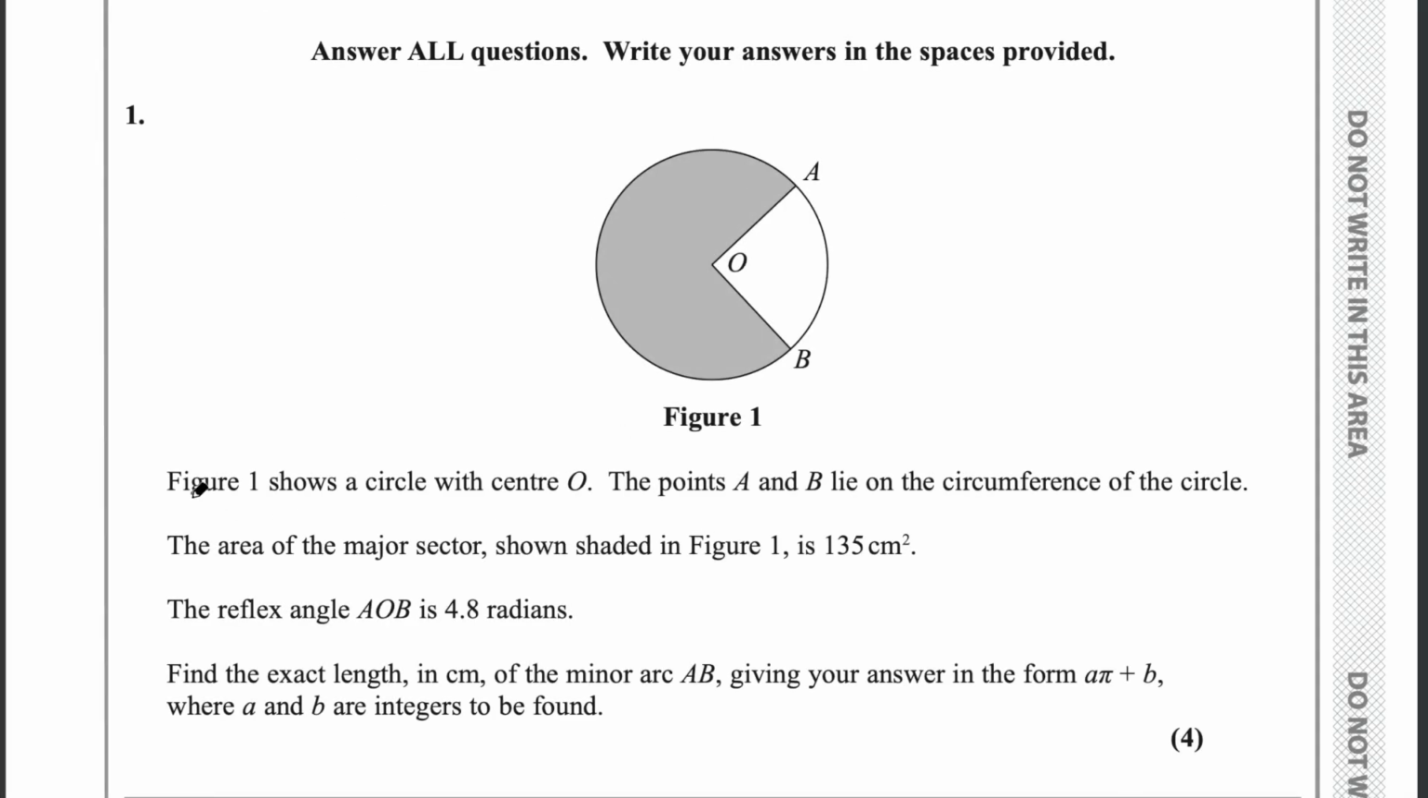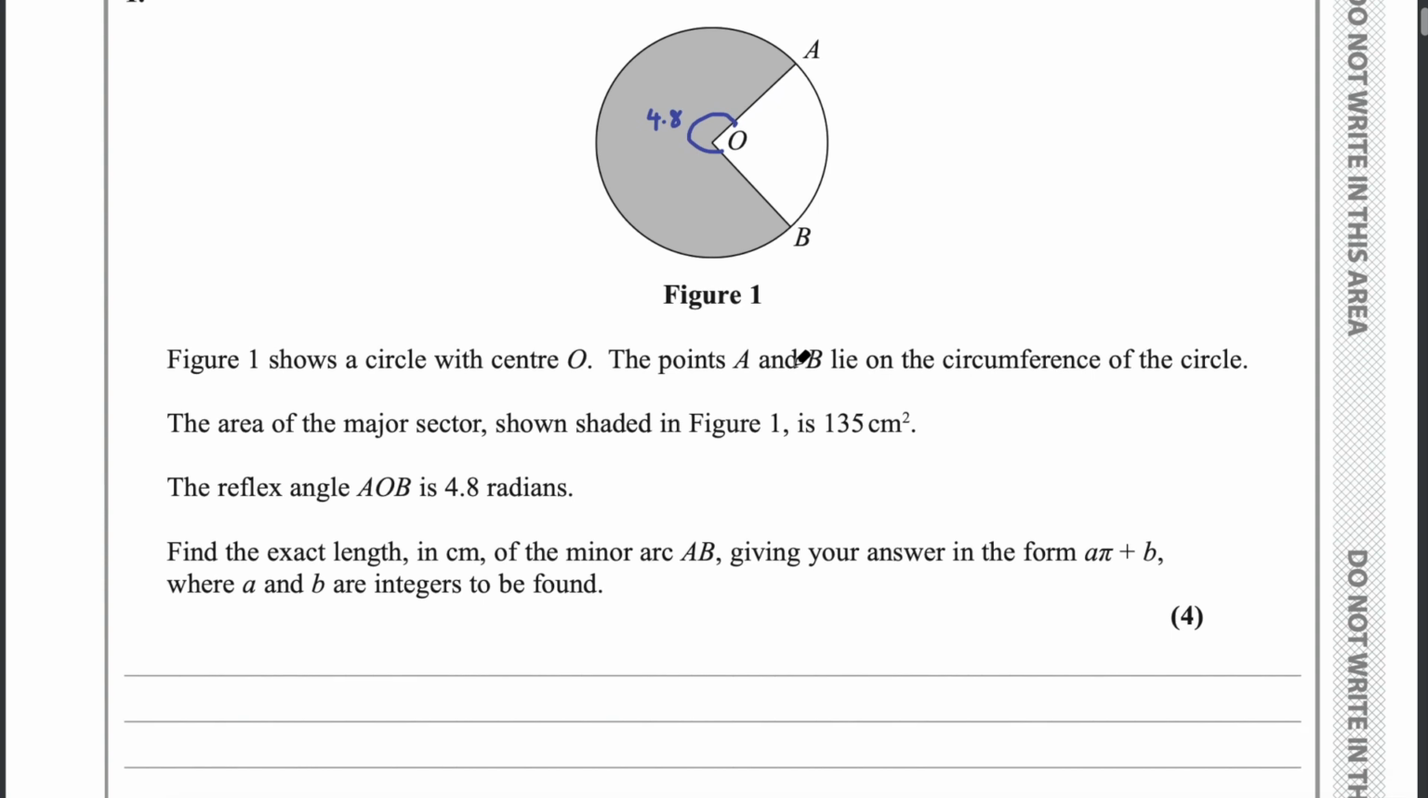Question 1 has a diagram and it says figure 1 shows a circle with a center O. The points A and B lie on the circumference of the circle. The area of the major arc, shown shaded in figure 1, is 135 centimeters squared. The reflex angle AOB is 4.8 radians, so that would be that angle in here. Find the exact length in centimeters of the minor arc AB, giving your answer in the form A pi plus B, where A and B are integers to be found. So that would be this length in here, this minor arc.